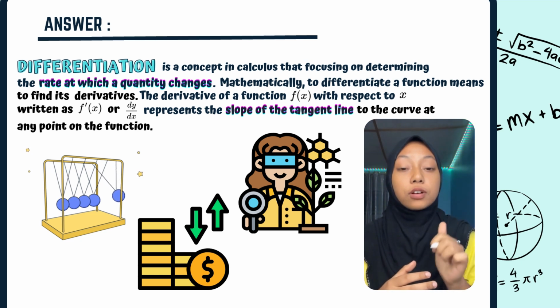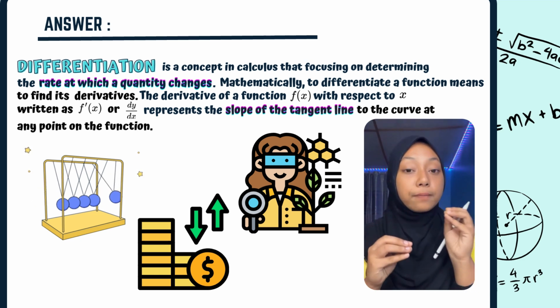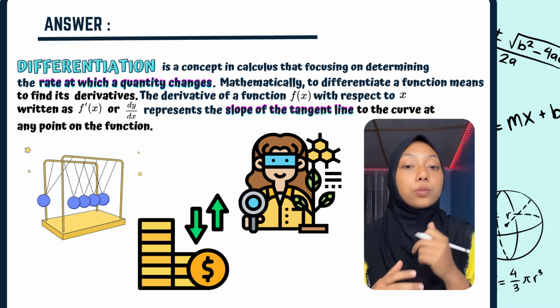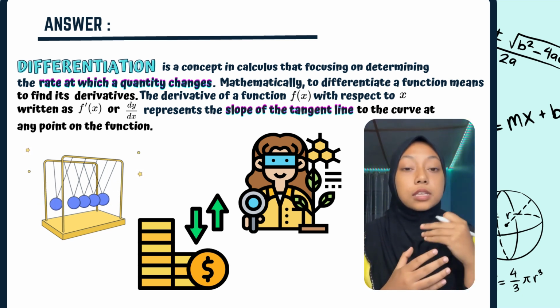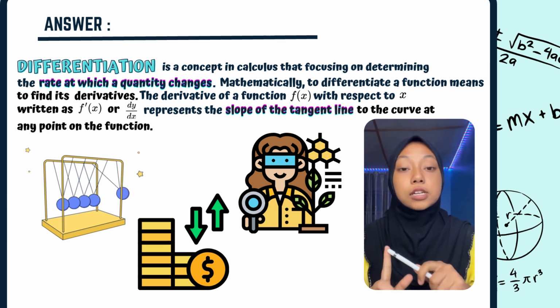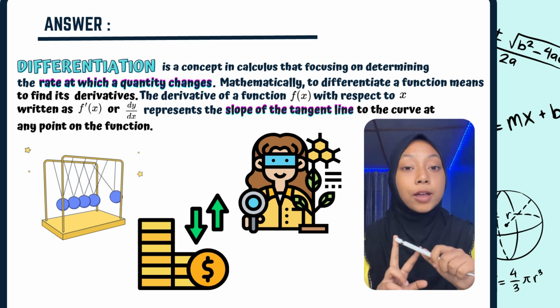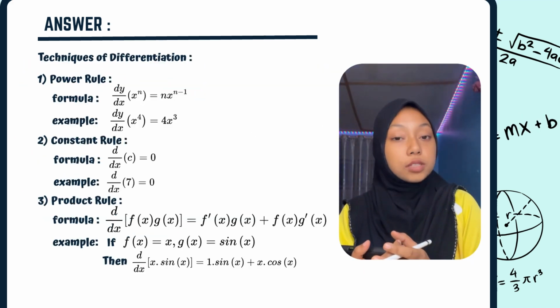The derivative of a function f(x) with respect to x is written as f prime x or dy over dx. This represents the slope of the tangent line to the curve at any point on the function. This concept is widely used in real life, such as in physics to study motion, in economics to find marginal cost, and even in biology to analyze growth. There are several techniques that we use to differentiate different types of function.